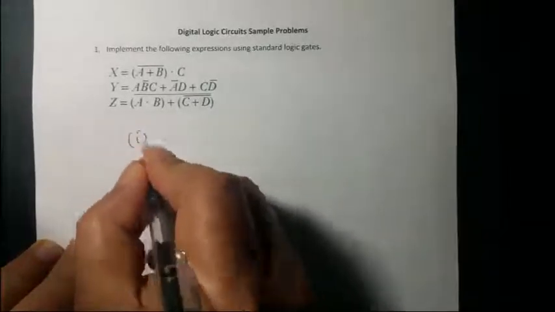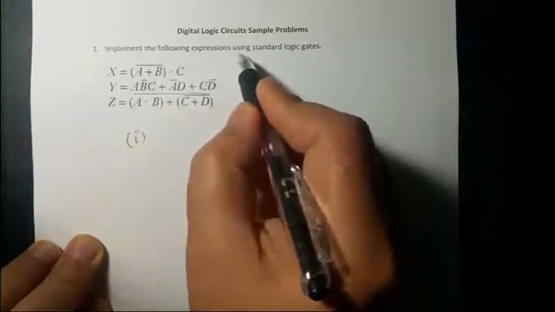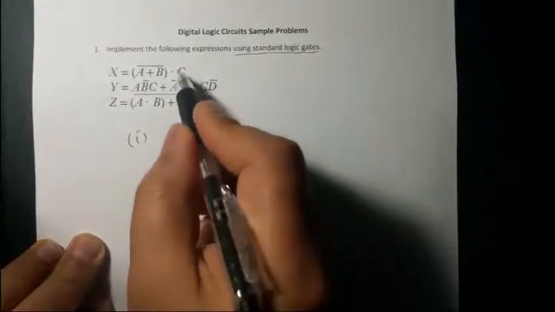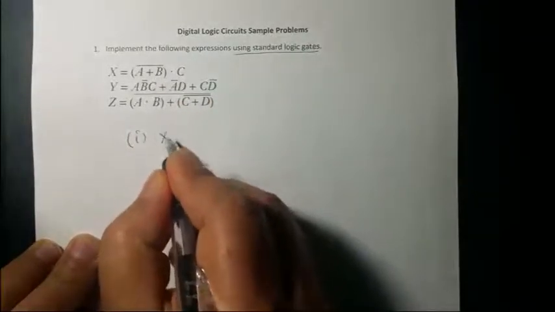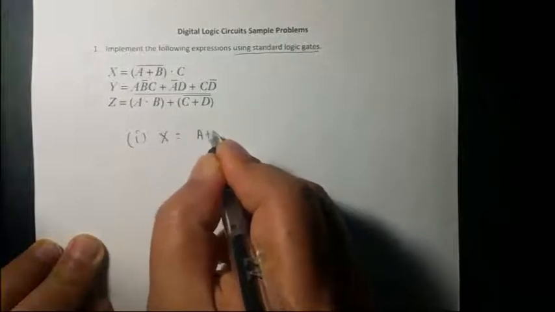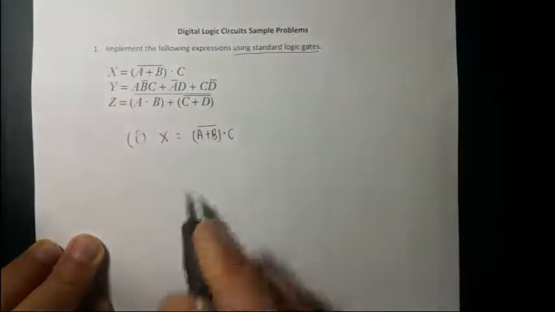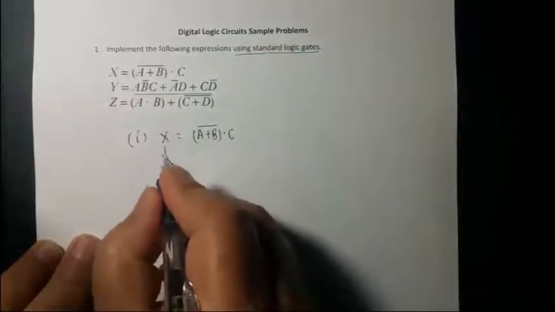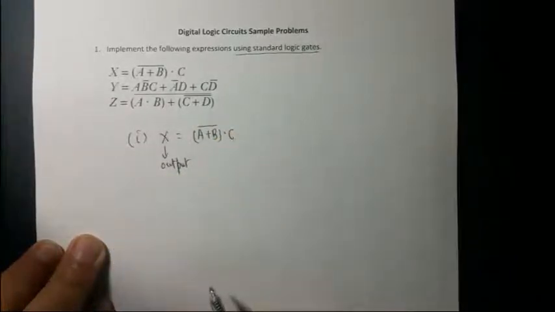The first one says implement the following expression using standard logic gates. So build the logic gates to get this output. There are three problems. The first one is X, which is the output: A plus B complement, or inversion, times C. How do you make the logic gate combination so that you get this as output? This is really simple.